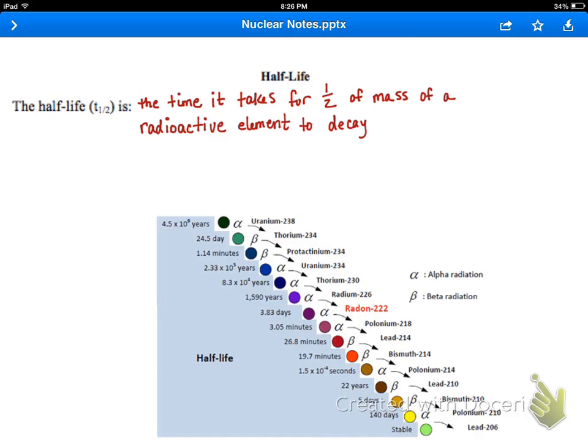of what starts out as uranium-238, which is radioactive, and then as it decays through alpha and beta and beta and alpha and alpha and alpha radiation, it keeps decaying until it gets to lead-206. And then it's stable, and then it stops.